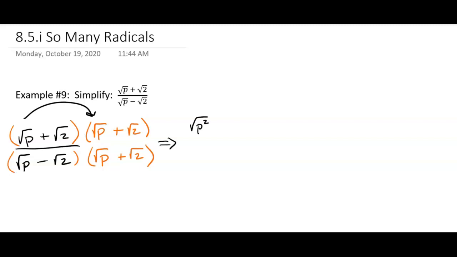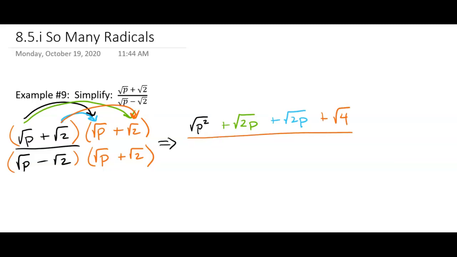So I'm going to use FOIL. Square root of p times the square root of 2. That's going to be plus the square root of 2p. And then I'm going to do this square root 2 times the square root of p, which is also going to be plus the square root of 2p. And then finally I'd do the last, the square root of 2 times the square root of 2, which is going to be plus the square root of 4. And then I'll simplify that later.